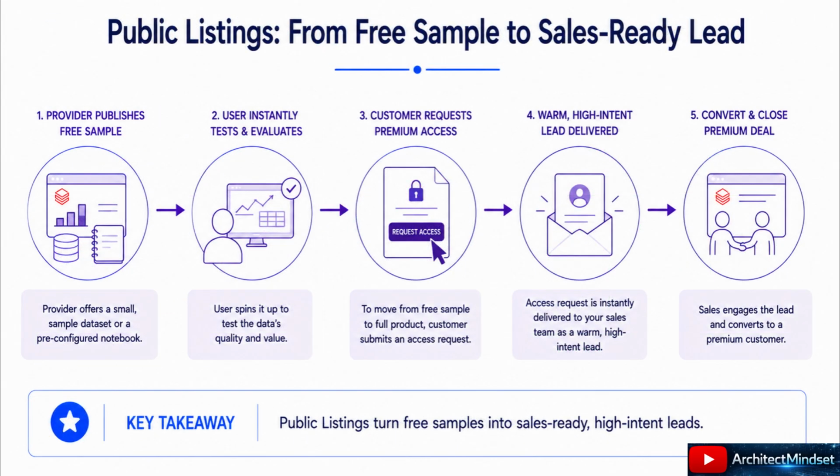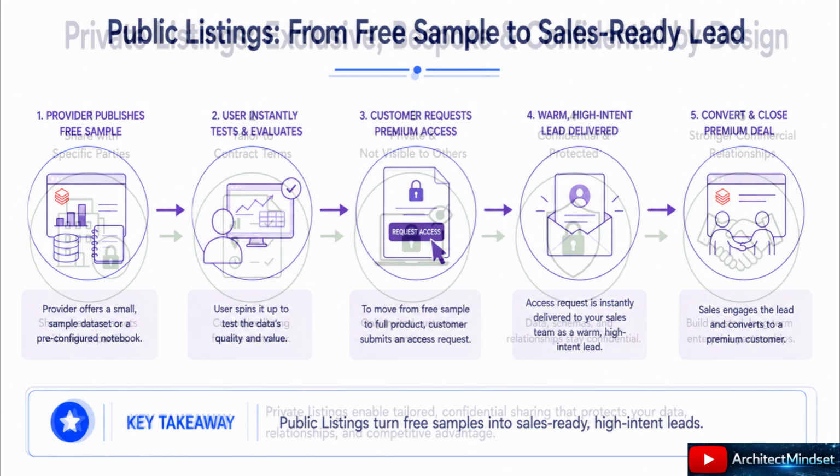With public listings, providers typically attach a small, sample-sized subset of data or a pre-configured notebook. Users can instantly spin it up to test the data's quality and value. When a customer wants to move from the free sample to your full premium product, they must submit an access request. This instantly hands a warm, high-intent lead directly to your sales team.